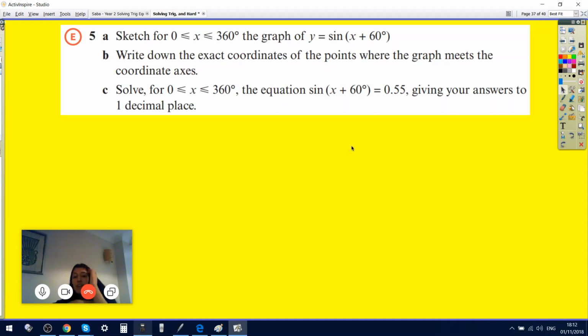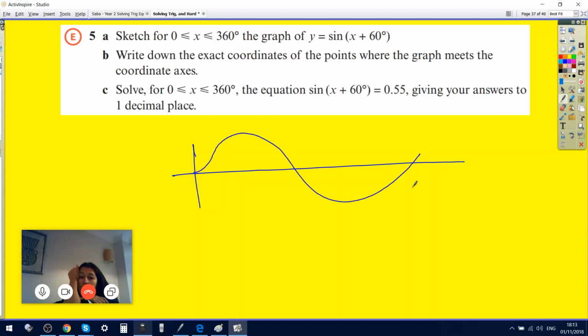Oh no, it's a translation, hang on. Moves to the left. By how many? By 60. Yep. And so you would literally just move the graph left by 60. So the sine graph looks like that. This point here is 180, 0. Where will that be on this new graph? What's 180 minus 60? 120. Yeah, that becomes 120, 0, etc.